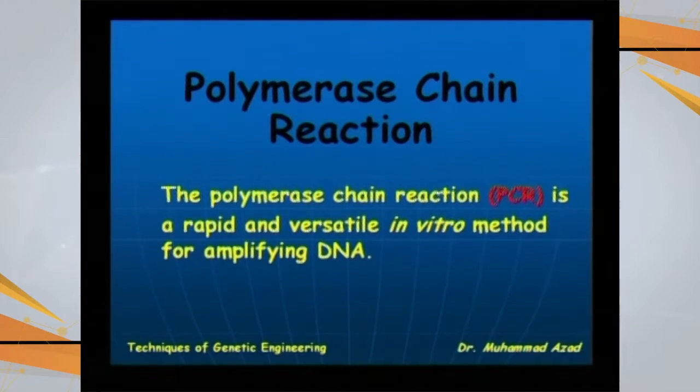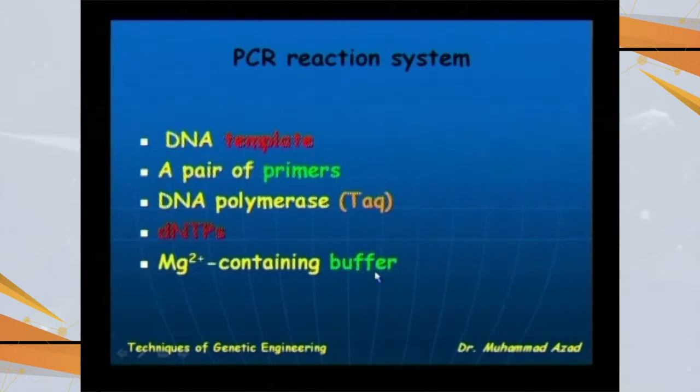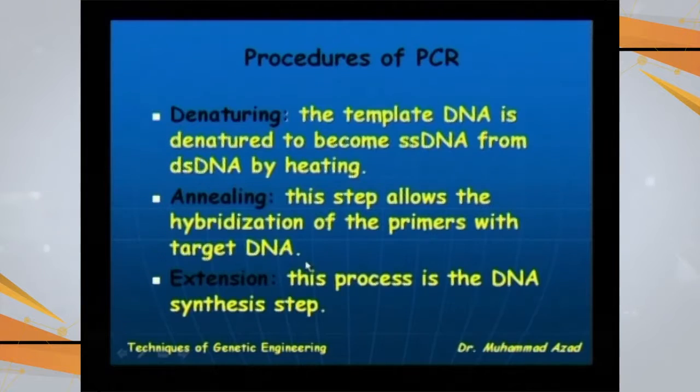Polymerase chain reaction is a rapid and versatile in vitro method of amplification of DNA. We are using a DNA template, a pair of primers, DNA polymerase, deoxynucleotides and a magnesium-containing buffer solution. The procedure of PCR has 3 steps.